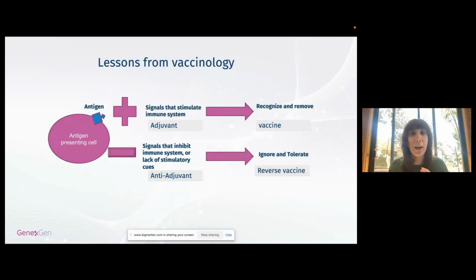But we can go a reverse path. If at the same time that we introduce antigen to the body, we introduce signals that inhibit the immune system or remove the signals that activate the immune system, we can train the immune system to ignore the antigen or create tolerance against that antigen. So we call this reverse vaccination or tolerogenic vaccination. And for simplicity, those signals that inhibit the immune response, produced by the antigen-presenting cells or provided in the formulation of the reverse vaccine, can be called anti-adjuvant.